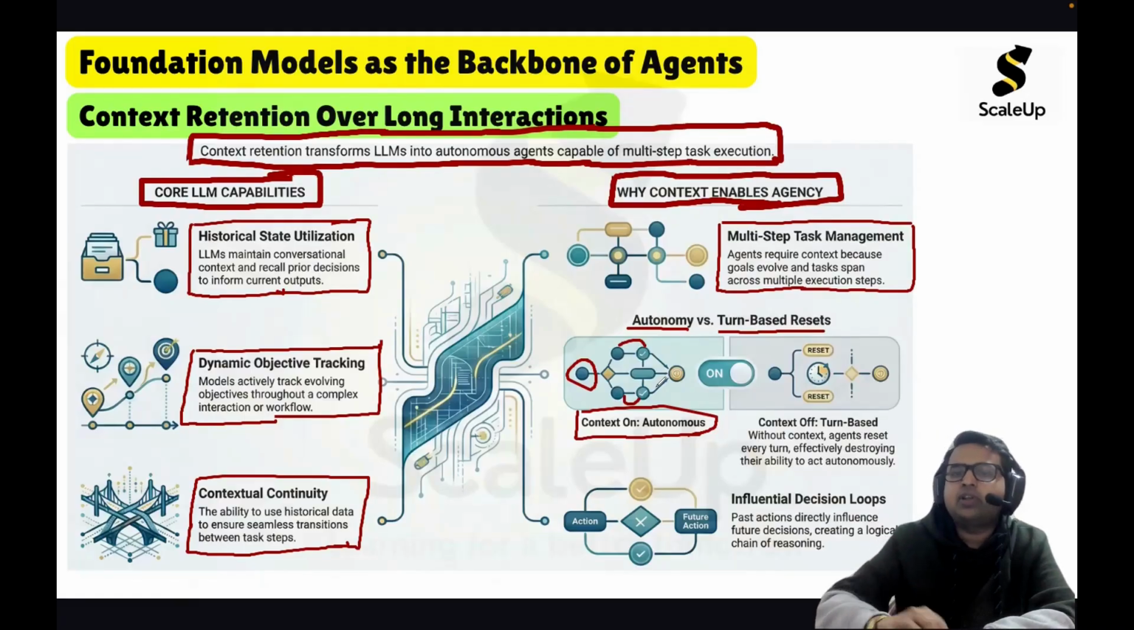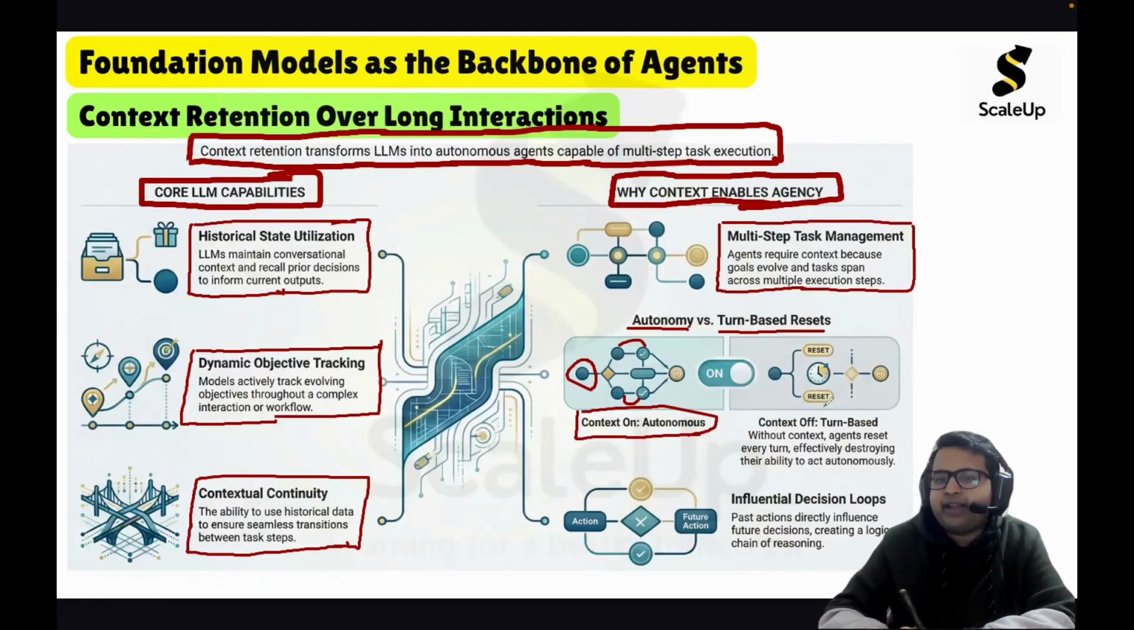But if state we are not maintaining, if the context is off, then it is turn-based, wherein at every step it will need human intervention, because every step will be a new step wherein we have to tell it what to do, what we want to accomplish.